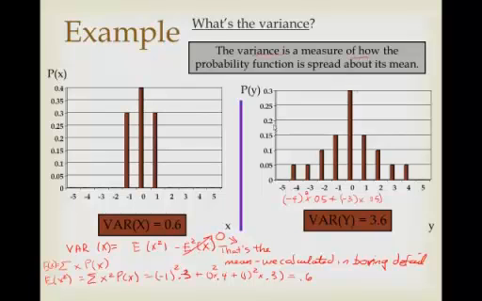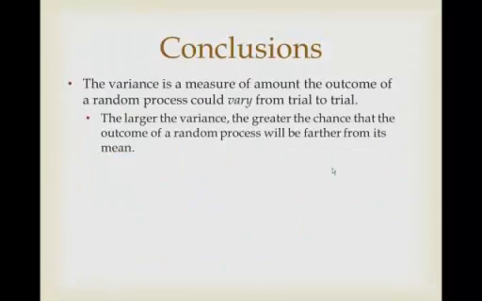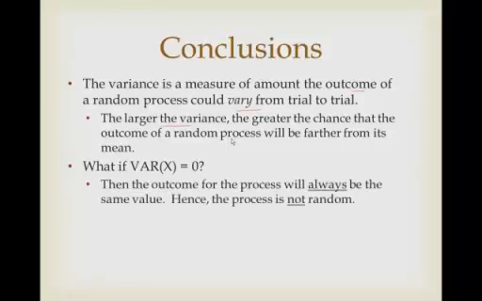Okay, so in conclusion then, we can say that variance is a measure of the amount that the outcome can vary from trial to trial. The larger the variance, the greater the chance the outcome will be further from the mean. That's okay. What if the variance is 0? Well, that just means the process will always be the same. So actually, it means we no longer have a random process. It's deterministic, and it's much more boring.